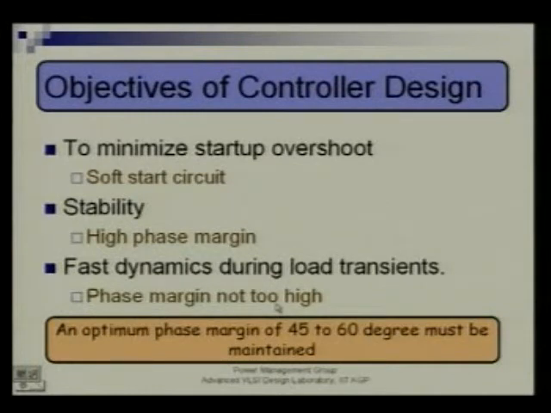As a thumb rule, which has been derived through years of experience by designers, we consider that an optimum phase margin of 45 to 60 degree must be maintained. Don't go below 45 degree, and don't go above 60 degree. If you go above 60 degree, your system will be super stable and super slow. And if you go below 45 degree, it will be very fast and yet very prone to instability. So this is the thing you should maintain, phase margin.